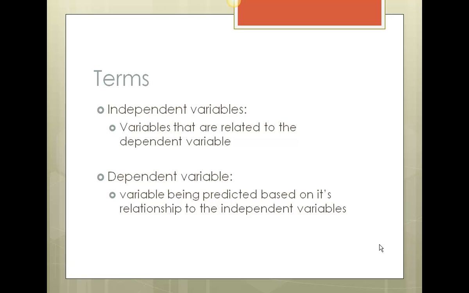Basic terms involved are independent variable and dependent variable. The independent variables are the variables that are being related to the dependent variable. The dependent variable is the variable being predicted based on its relationship to the independent variables. Yeah, you gotta love these useless definitions. Okay, so your dependent variable is y, your independent variable is x. So you believe that x predicts y. That's the easiest way to remember it. I believe my independent variables can be used to predict my dependent variable.